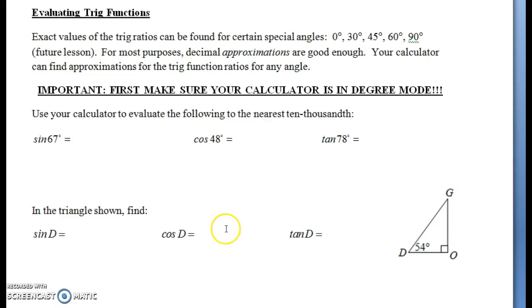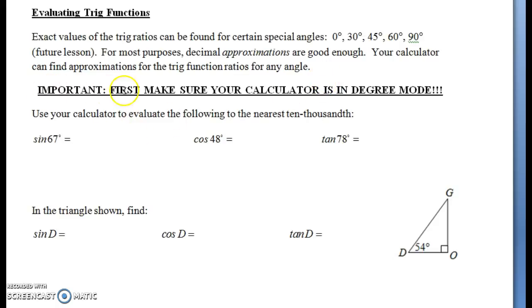So let's look at evaluating trig functions. Exact values of the trig ratios can be found for certain special angles like 0, 30, 45, 60, 90, which will be a future lesson. For most purposes, decimal approximations are good enough. So they don't always come out exact, but you can round them off. Your calculator can find approximations for the trig function ratios for any angle. You know that table that we have on paper? All those trig ratios are in your calculator. The calculator will do all that work for you.